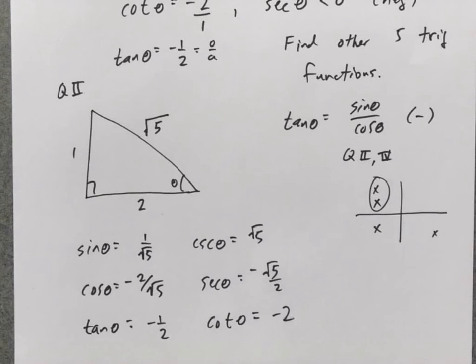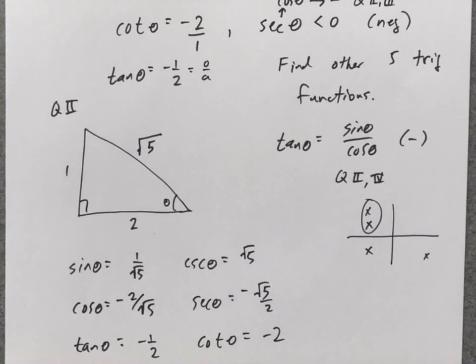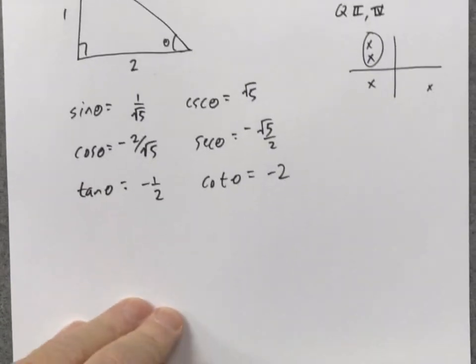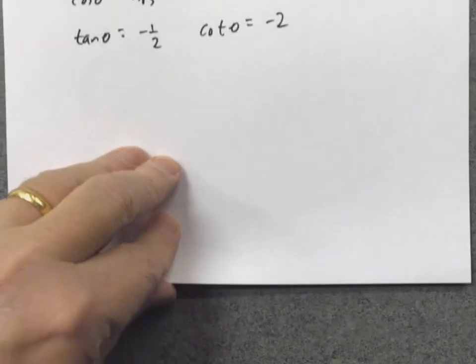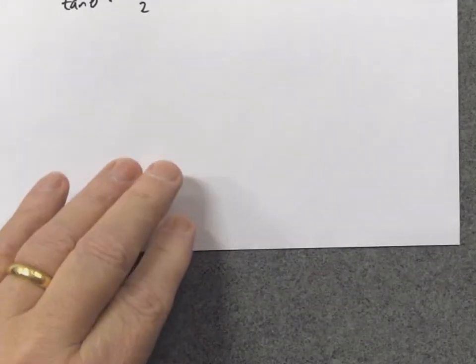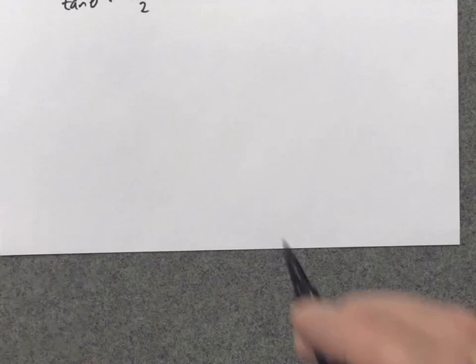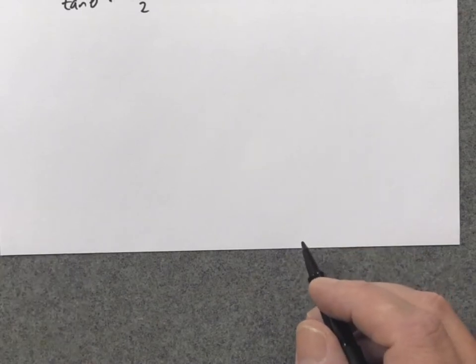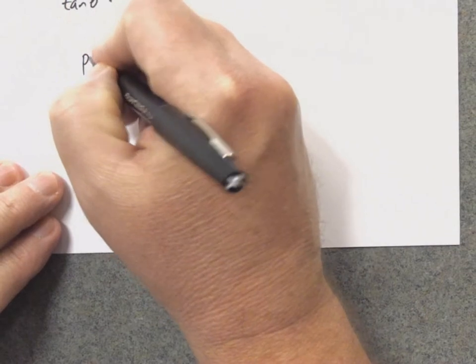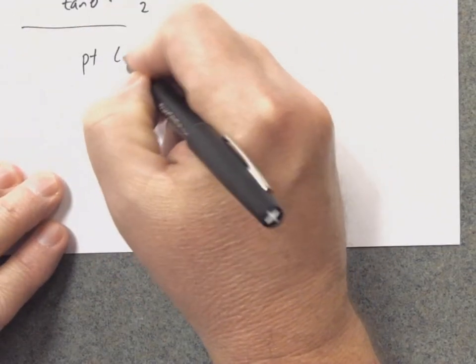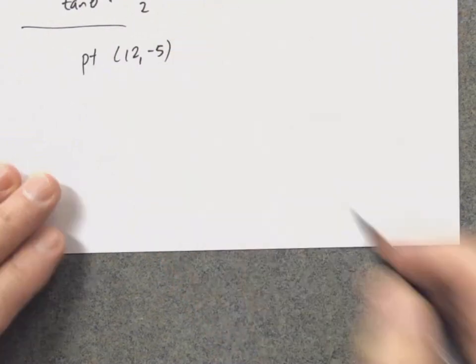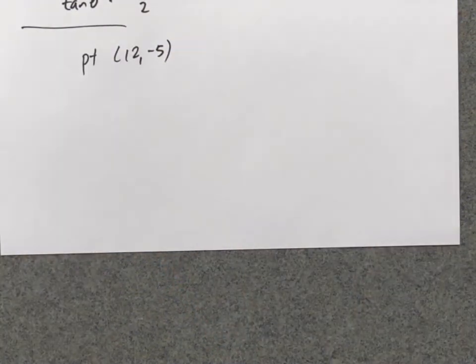All right. Now there's one more kind of problem they give you where you have to use sort of right triangle trig function kind of stuff. And that's one where they actually give you a point on your x and y graph. So for example, the instructions say find the 6 trig functions if the point 12, negative 5 is on the terminal side of the angle theta.